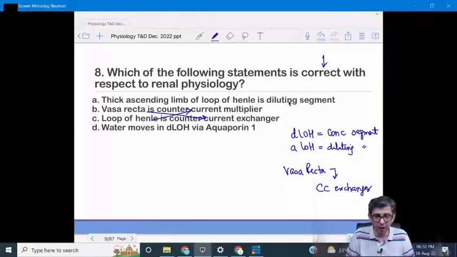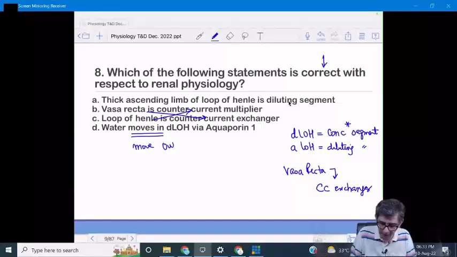And if we look at option D, water moves in the distal loop of Henle, the descending loop of Henle via aquaporin 1. Everything is correct about this statement except the words water moves in. If we are calling it a concentrating segment, the water will not move in. The water will be moving out. So you can see that one word is changing the entire dimension.